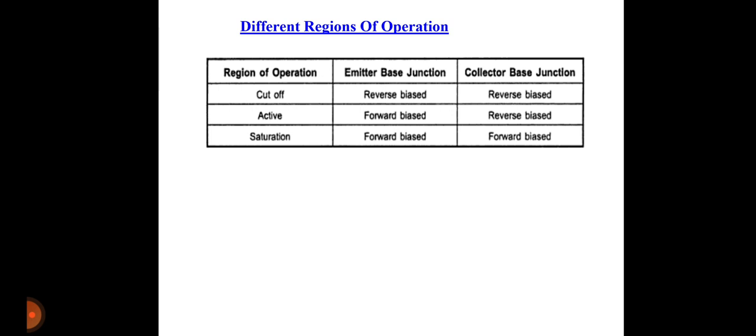For a transistor to be in cutoff, the emitter base junction must be reverse biased and the collector base junction must be reverse biased. For a transistor to be in active, emitter base must be forward biased and collector base must be reverse biased. For a transistor to be in the saturation region, emitter base must be forward biased and collector base must be forward biased.